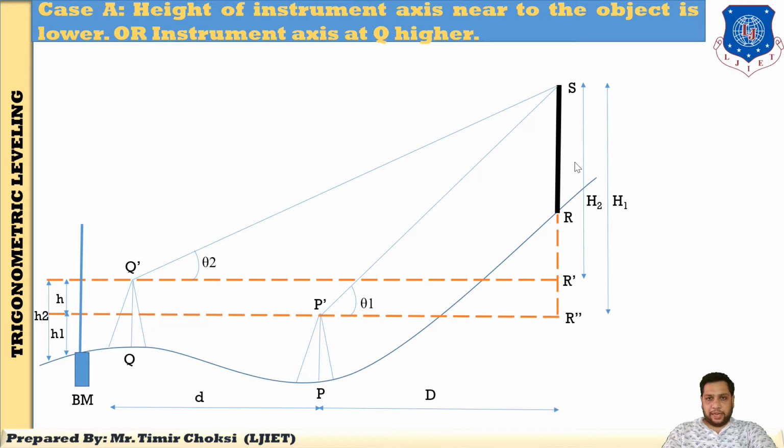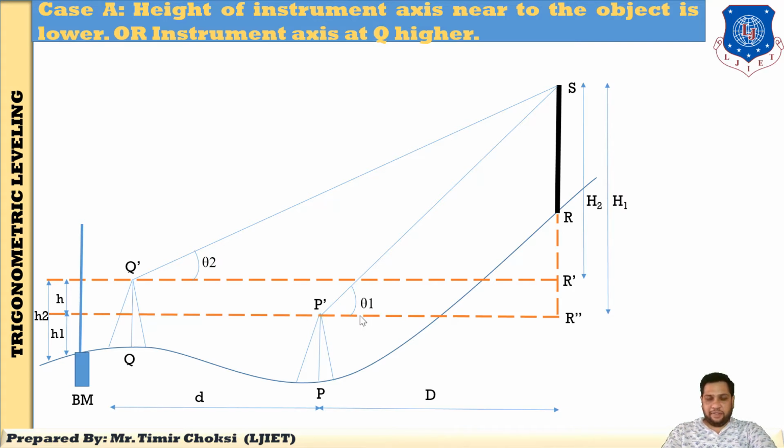So now start. Case number A, height of the instrument axis near to the object is lower. SR is our object, P is the instrument near to the object and on the lower side compared to Q. So you have written that the instrument axis at Q is higher. Now step number 1 when you start the derivation of this particular case: draw the figure. SR is our object, P is the instrument near to the object on the lower side.